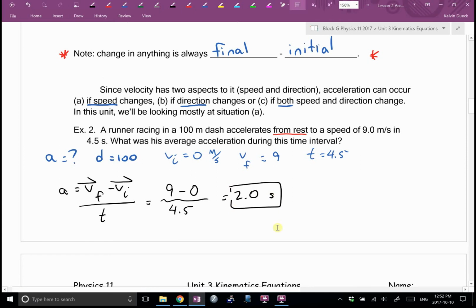No, not seconds. This is acceleration. Units, what? Meters per second squared. It's not time, Mr. Duick. Meters per second squared. Meters per second per second. Is that a big acceleration? Nope. What's a big acceleration? We'll talk a couple lessons from now about G's. 1 G's worth of acceleration.